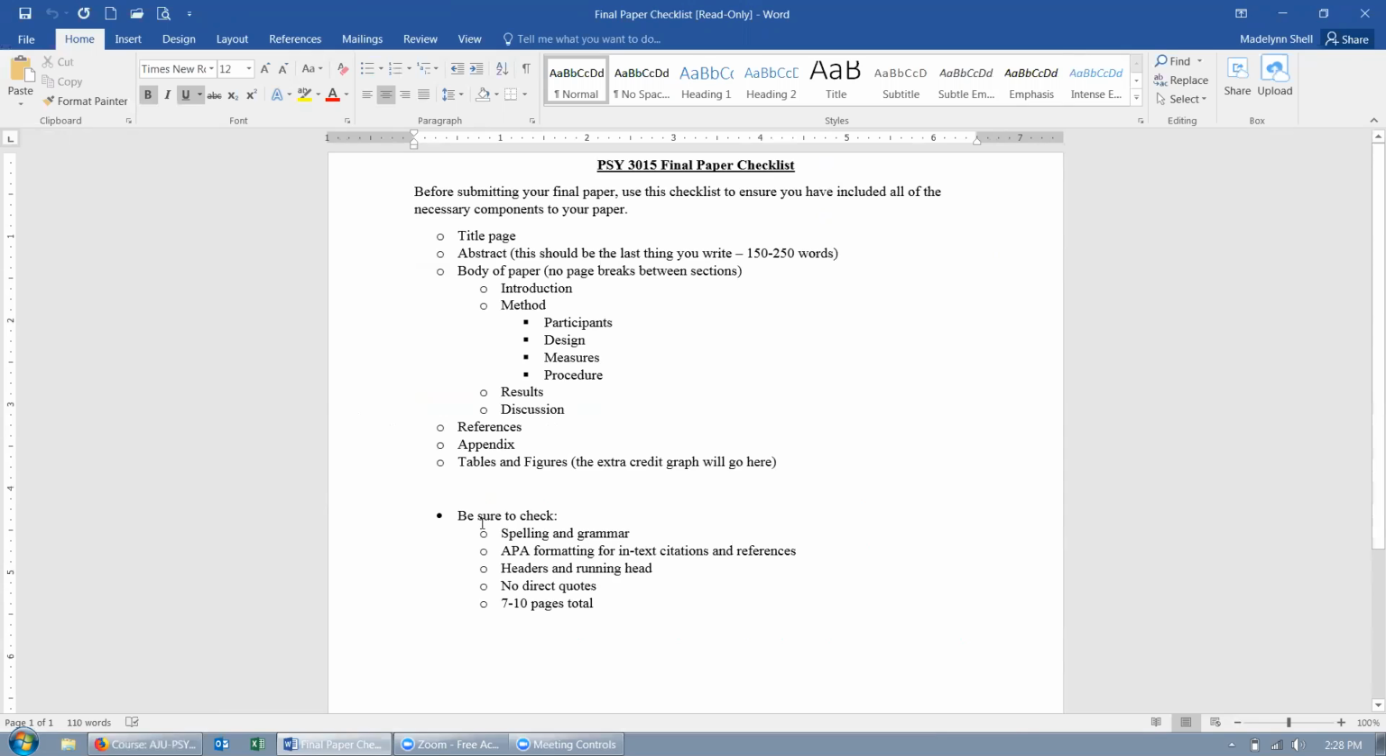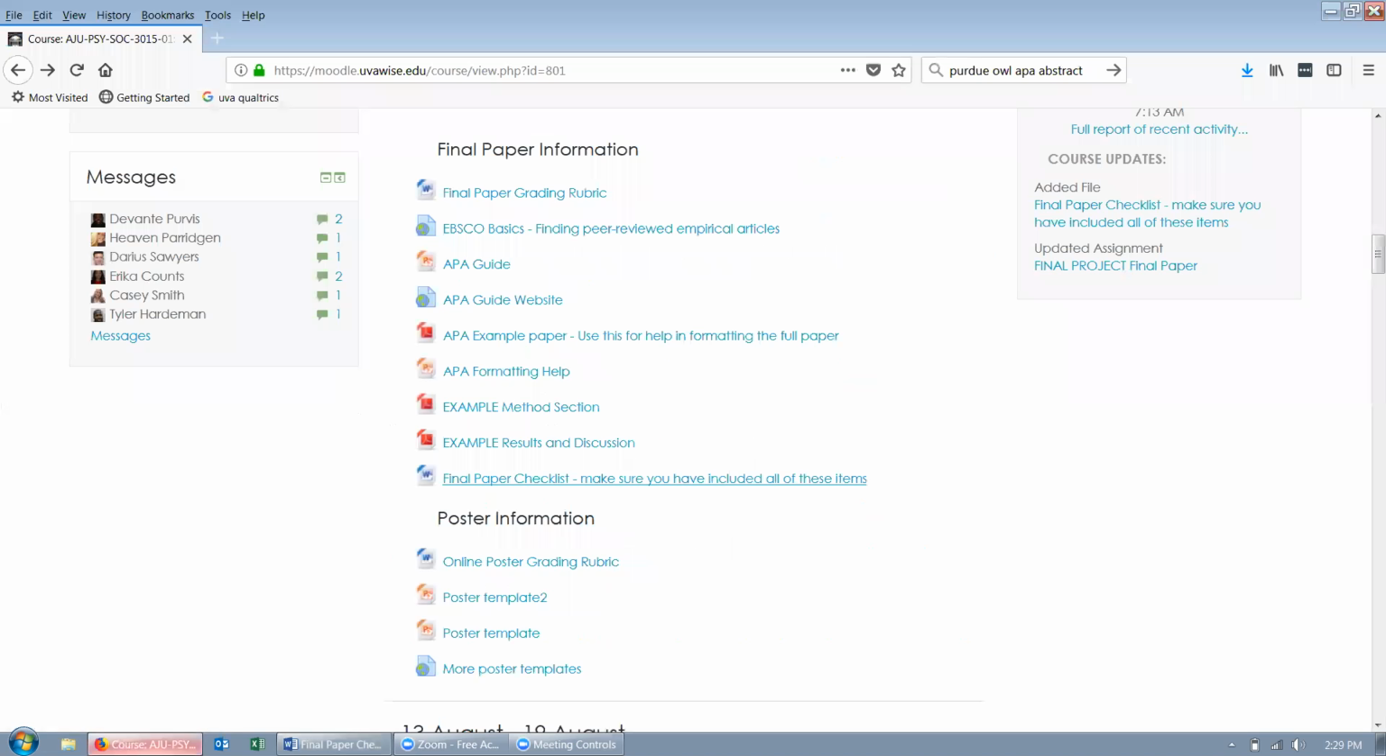And also go back and be sure to check your spelling and grammar, your APA formatting for the in-text citations and references. Again, you should have most of that done, but I may have noted where you need to make changes, so make sure you've done those. That you have your headers and running head in the right places. Look at those formatting examples for that. No direct quotes. Everything needs to be paraphrased and cited appropriately, and you should have 7 to 10 pages total. So this is a nice little checklist just before you get ready to submit to make sure you have everything.